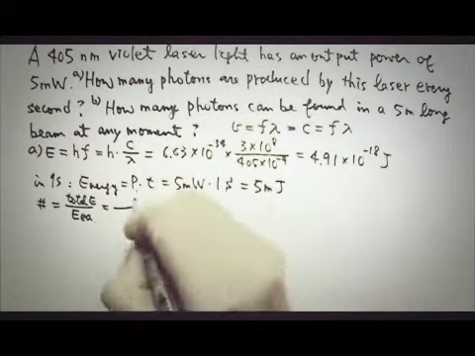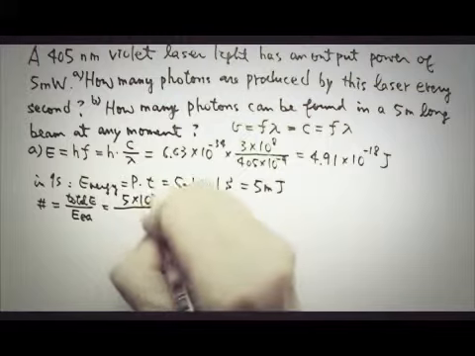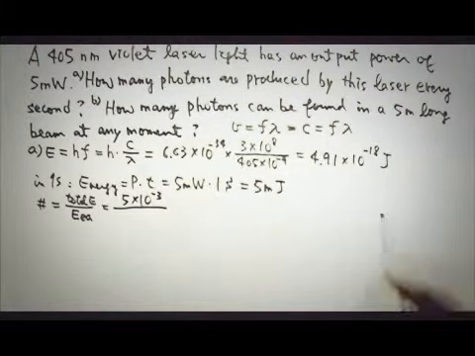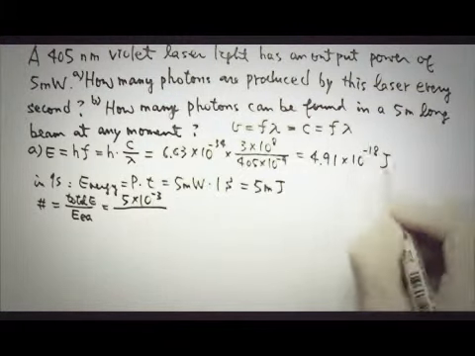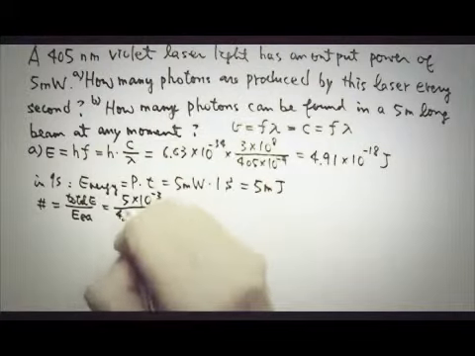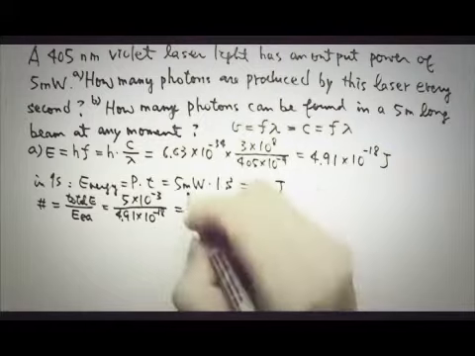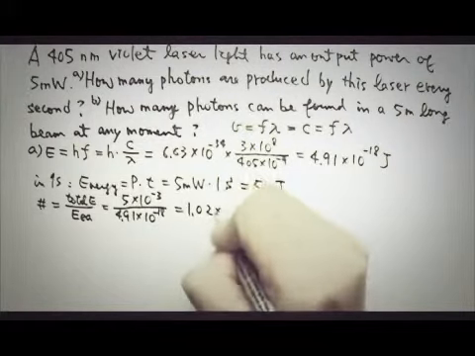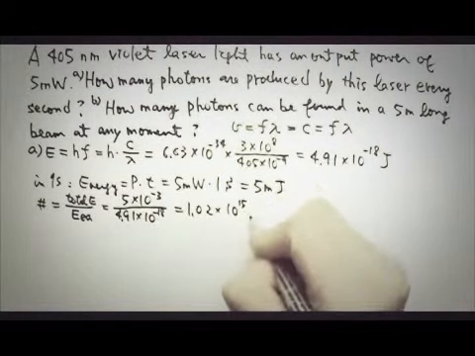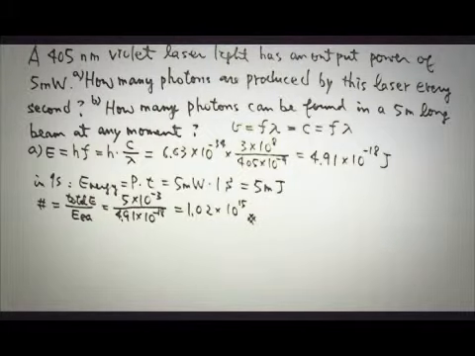So the total energy is 5 times 10 to the negative 3rd joules. And every photon would contribute this much energy, 4.91 times 10 to the negative 18th. That means that we get 1.02 times 10 to the 15th photons.